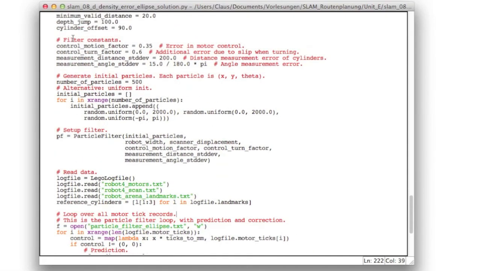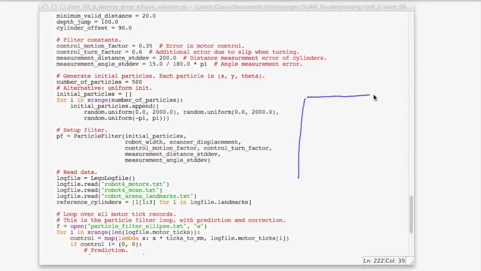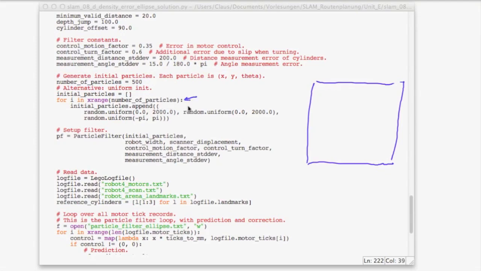So earlier, I motivated that one of the main advantages of the particle filter is that it is able to do global localization. But up to now, we initialized our particles to be close to our start state, which we have determined somehow by hand. Now let's do something different. Now let's initialize all the particles just using a uniform distribution between 0 and 2000 millimeters for x, y, and the heading between minus pi and plus pi. So indeed, our particles spread out over the entire arena with arbitrary orientations.